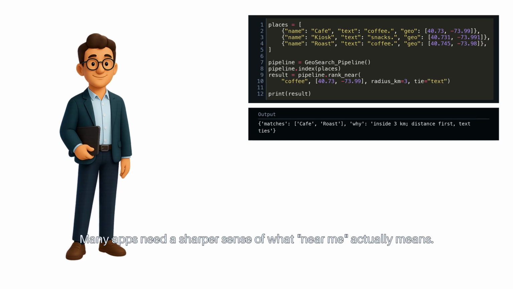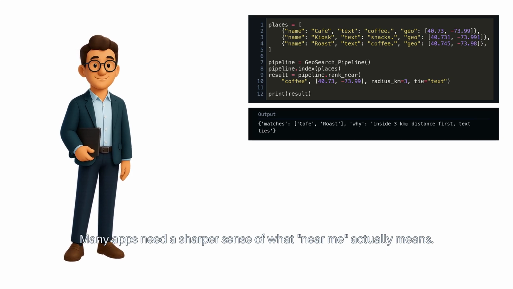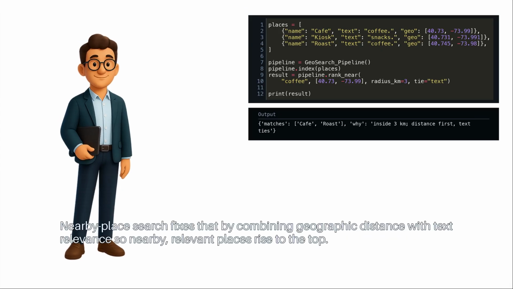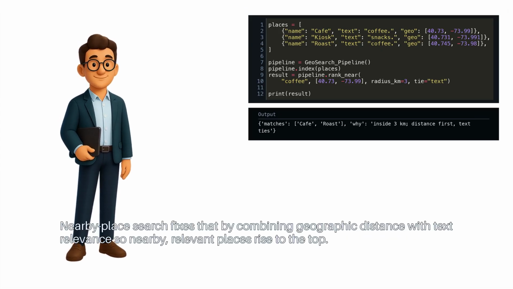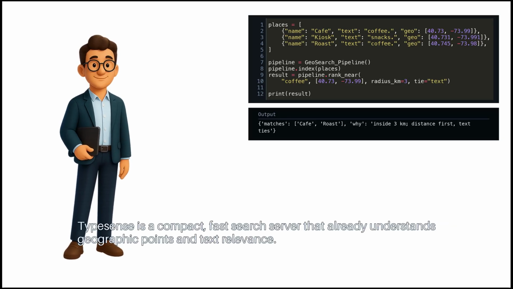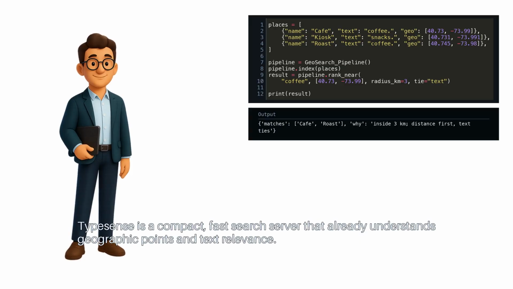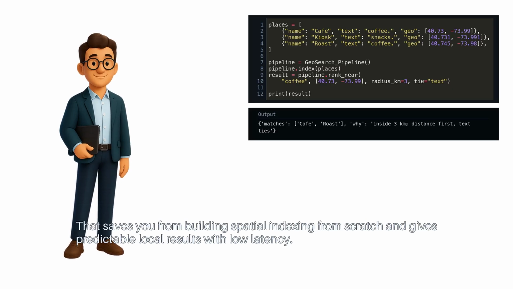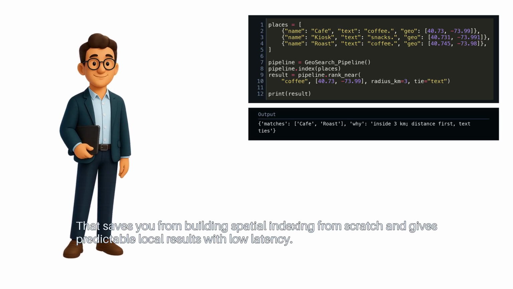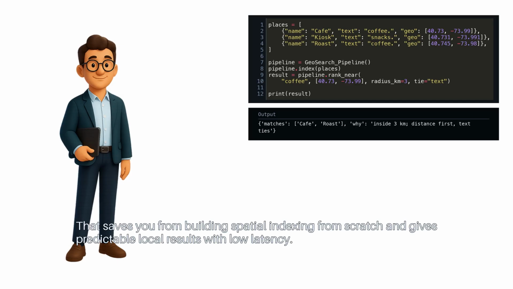Many apps need a sharper sense of what near me actually means. A plain keyword match can happily send your user across town. Nearby place search fixes that by combining geographic distance with text relevance. So nearby, relevant places rise to the top. Typesense is a compact, fast search server that already understands geographic points and text relevance. That saves you from building spatial indexing from scratch and gives predictable local results with low latency.